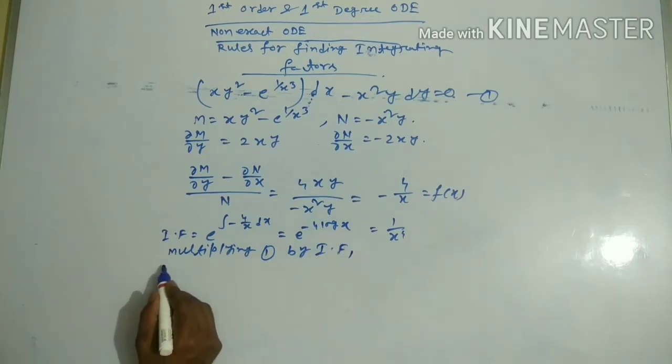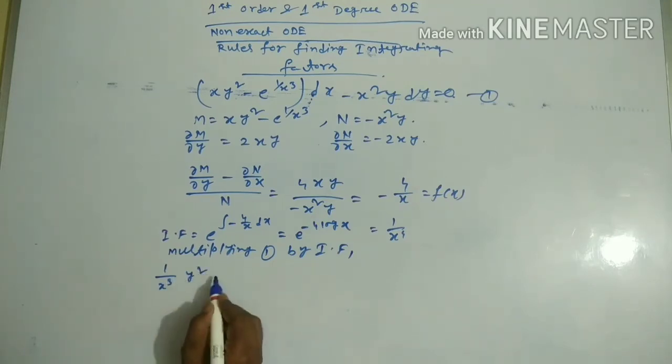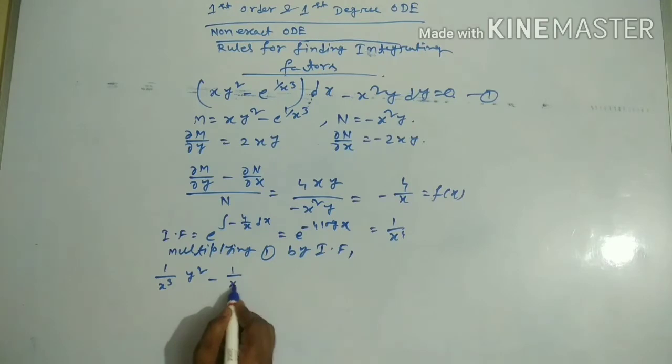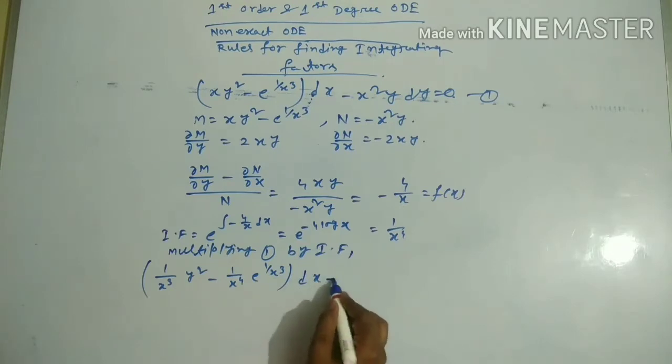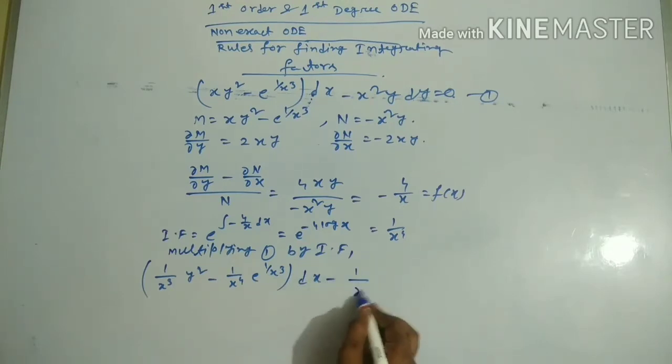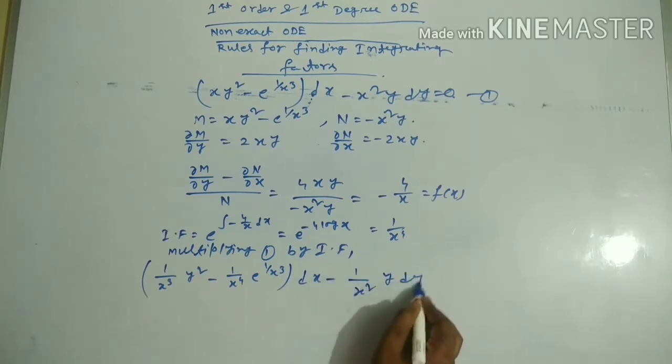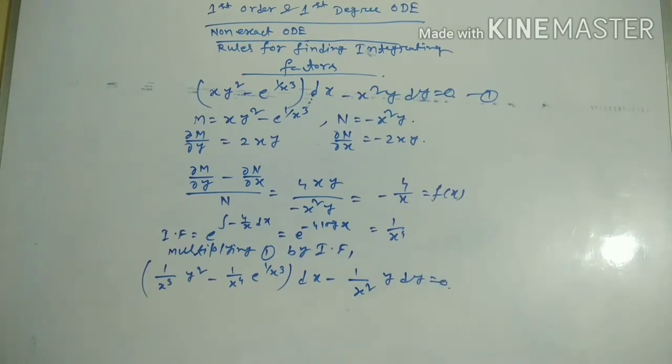So this will be 1 by x cube y square minus 1 by x to the power 4 into e to the power 1 by x cube dx minus 1 by x square y dy equal to 0. Now this equation is an exact equation. You do not need to check that either it is exact or not.